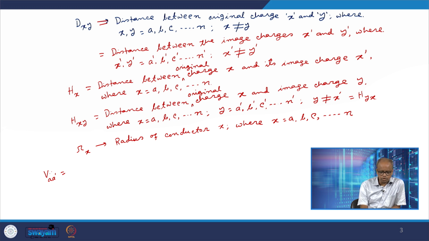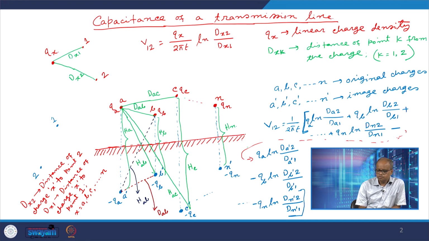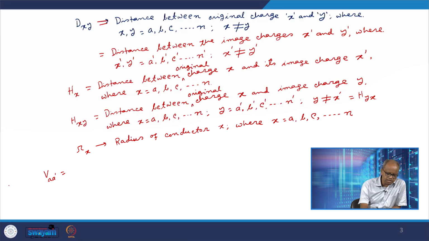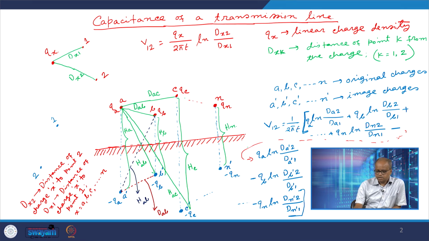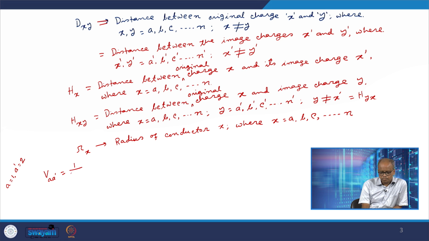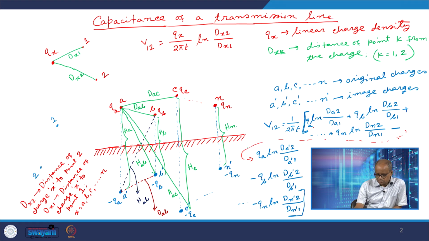Now, to compute this, if I try to use this expression, let us say V12, I can simply say that here in this case a is equal to 1 and a dash is equal to 2. And so then the common factor would be 1 by 2 pi, and the first term would be qa log of the distance of qa to point 2 divided by the distance of point A to point 1.